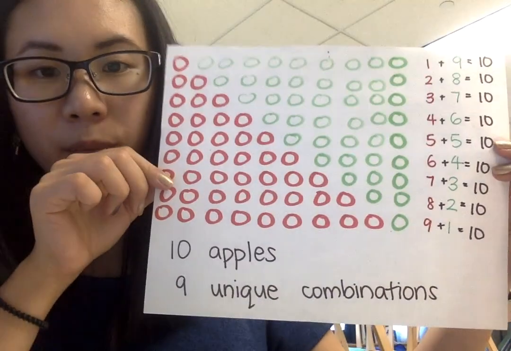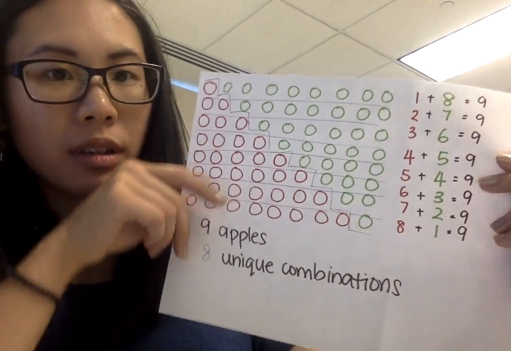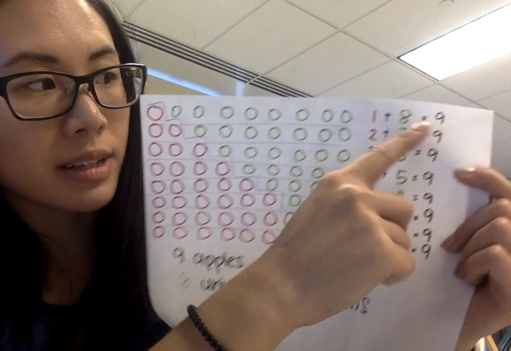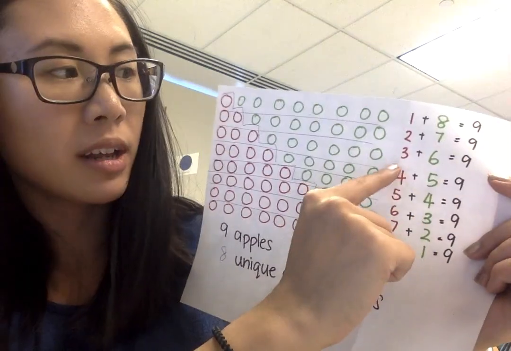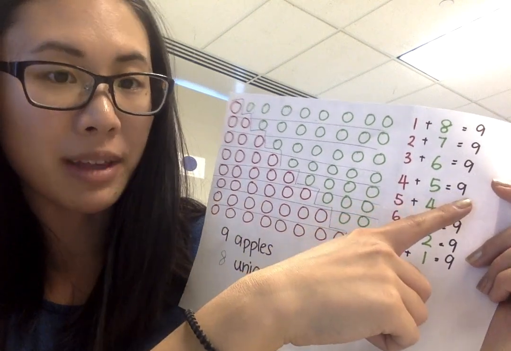So this is when there are 10 apples. But then, for example, when there are 9 apples, we start with 1. 1 and 8 is the same as 9. 2 and 7 is the same as 9. 3 and 6 is the same as 9. 4 and 5 is the same as 9.